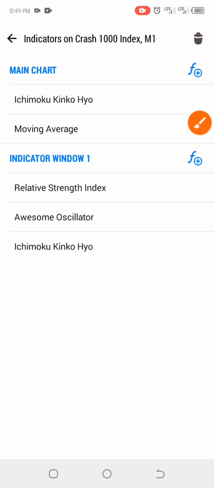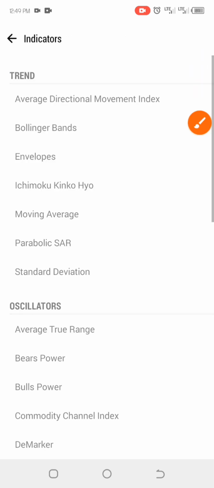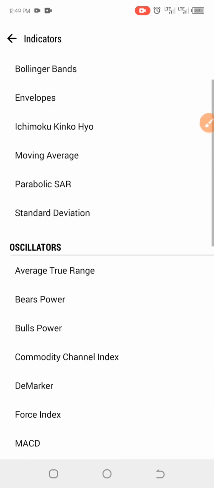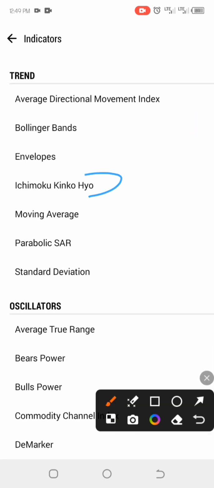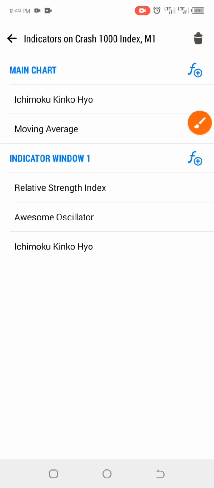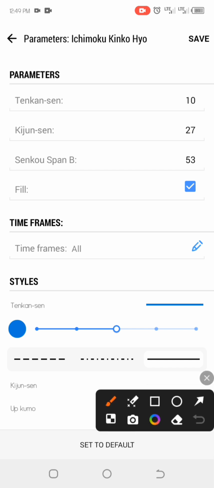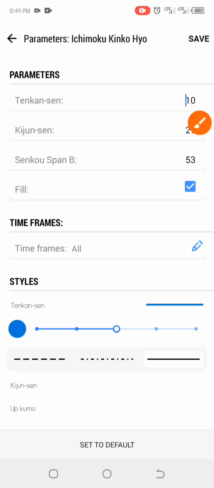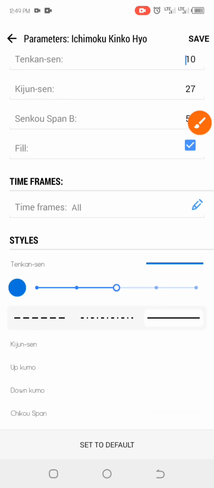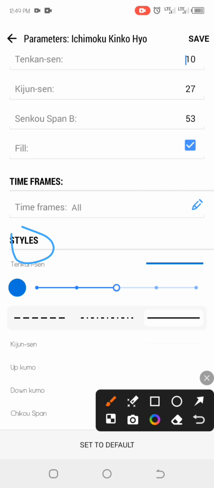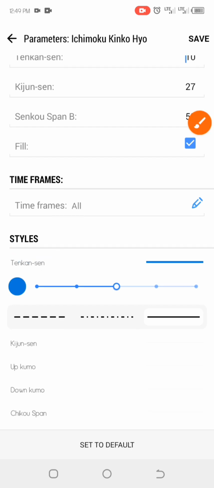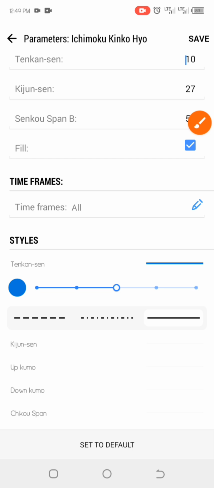Okay, when you click on the F plus, just scroll down, search for your Ichimoku, which is right here, then click on it. Now for the Ichimoku, the properties say the Kenkan is 10, the Kijun is 27, the Span B is 53, and price to price field. Now we only need the Kenkan style, and use any style of your choice. The remaining, use it as your background color. Then as you do that, click on save.